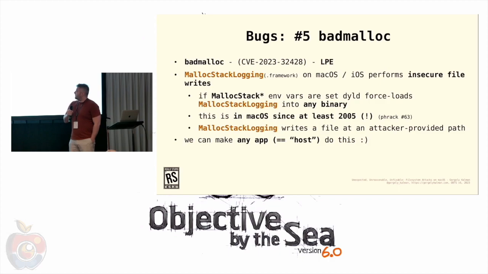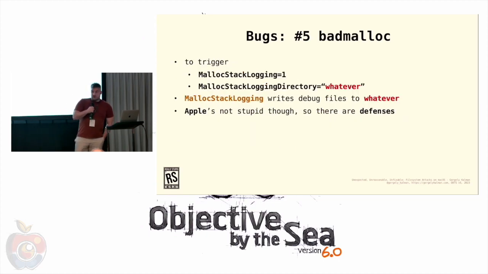This is all well and good. Since 2005, FreeBSD 6.3 is the first thing I saw on the internet. So it's been around for a while. I don't know if it was always exploitable, or is this new, or old, or something, but it's been around. And basically what this does is it writes a file at an attacker-provided path, and I can load this into any binary I wish. To trigger it, we just set these 2, and yeah, as I said, it just writes out the file.